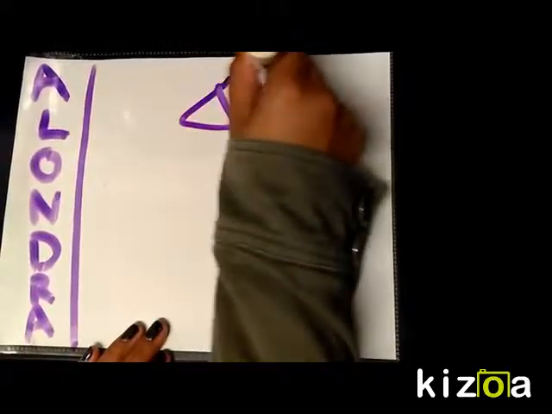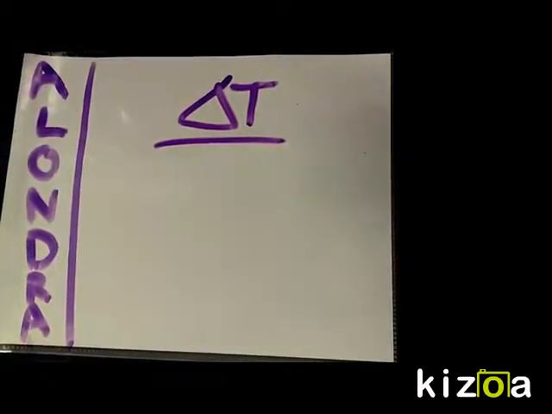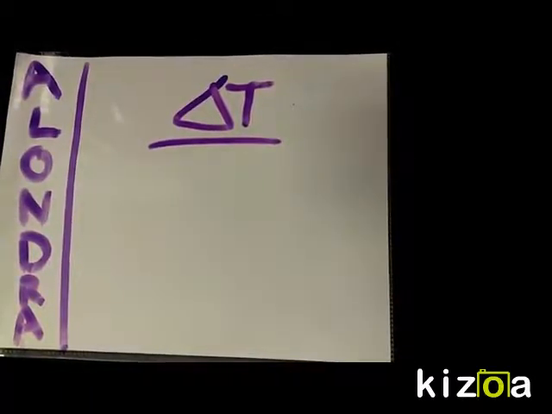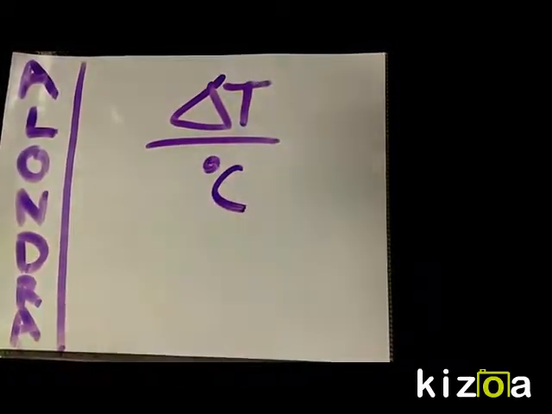Hi, my name is Alondra, and I'm going to be explaining to you triangle T, which represents the overall temperature change of the substance or element, like Celsius degrees.